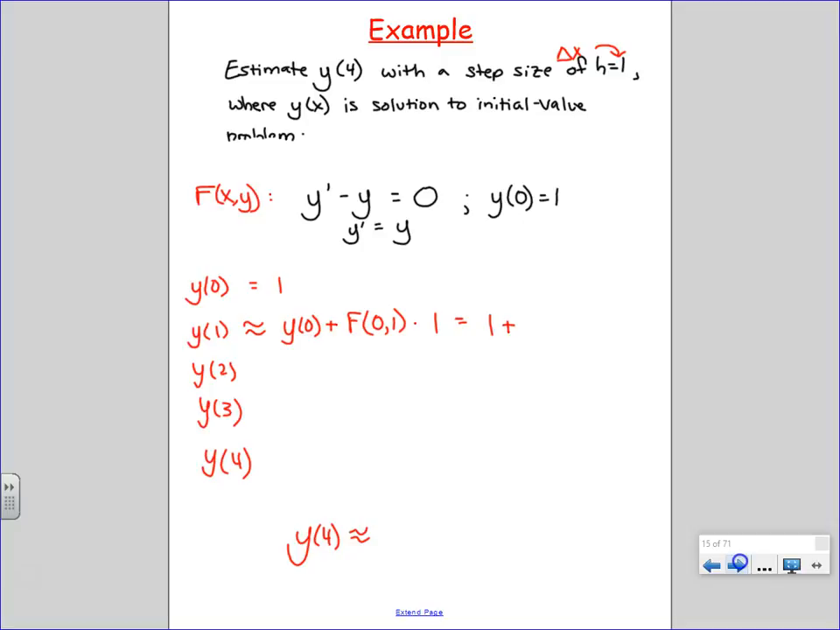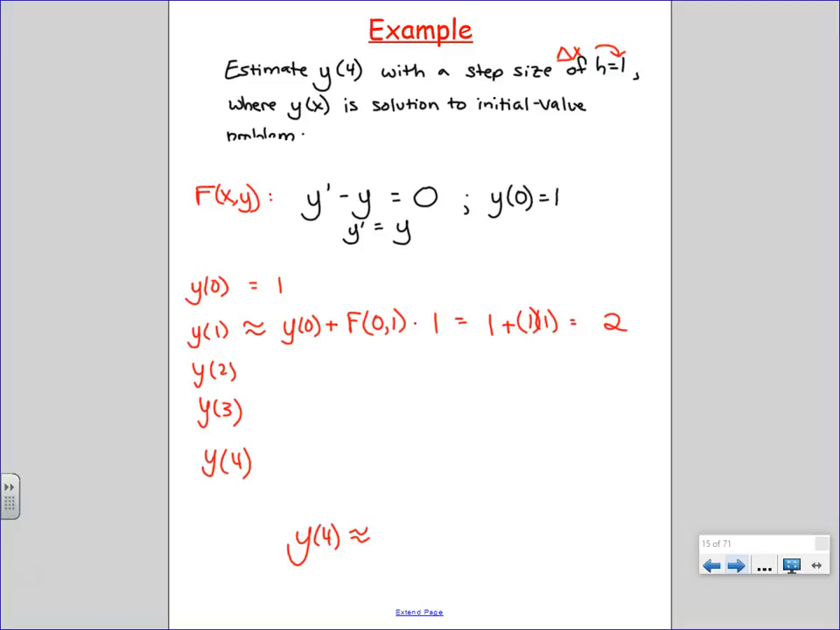So then, who's y of 0? 1. Plus, plug in 0, 1 to my differential equation. Well, just plug in 1, right? Plus 1 times 1 equals. Why do you plug in just 1? Because there's no x to plug 0 into. Some differential equations have an x and a y, this one just has a y. So why is it 1 times 1? Because my step size, my delta x, is 1. So 1 came from that, and the other 1 came from this. Does that help?